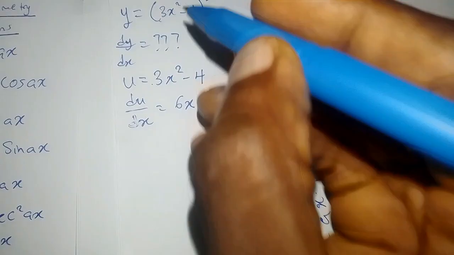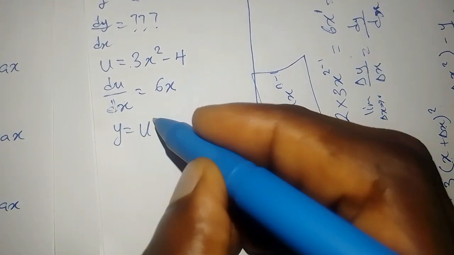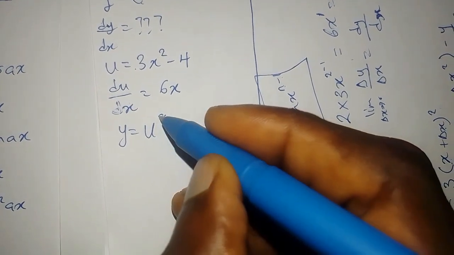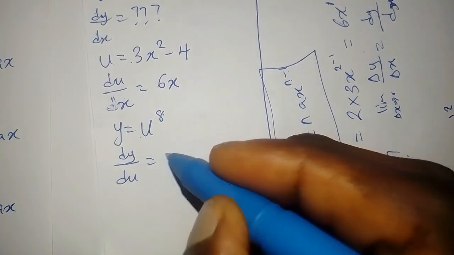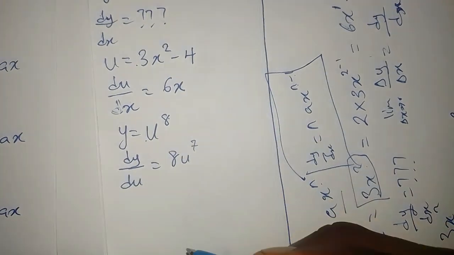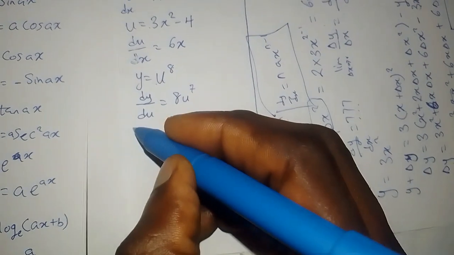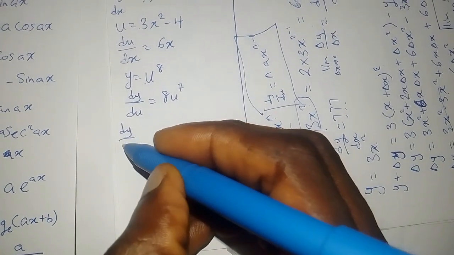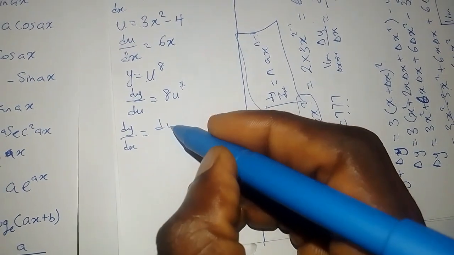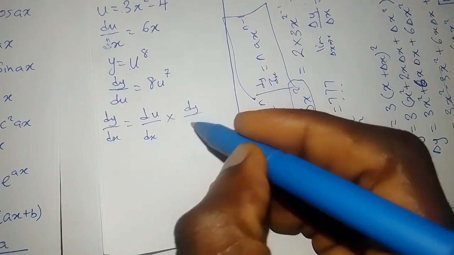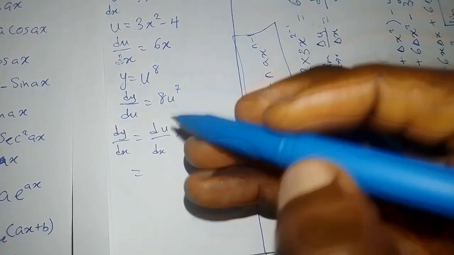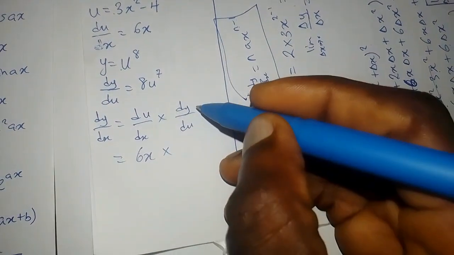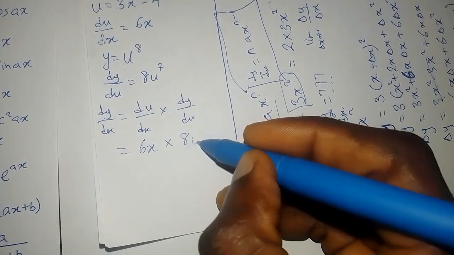Okay, that means from this place, since everything in this bracket is now u, I can say y equals u raised to power 8. Do you get? Yes. From here, differentiate y with respect to u. That will be 8u raised to power 8 minus 1, 7. So solving this thing in chain rule, that says dy dx equals du dx times dy du. So I'm going to have my du dx is 6x, that's 6x, times my dy du is 8u raised to power 7.